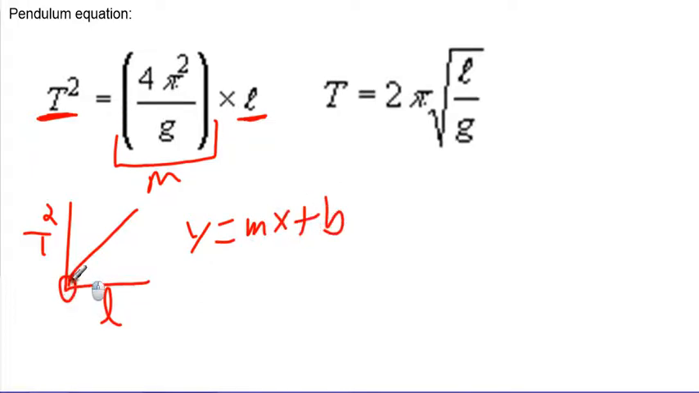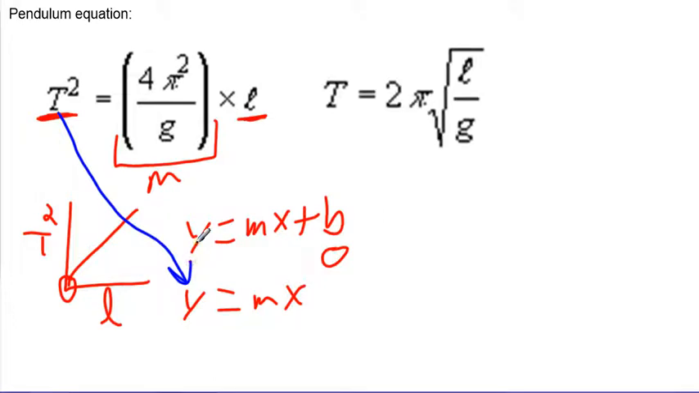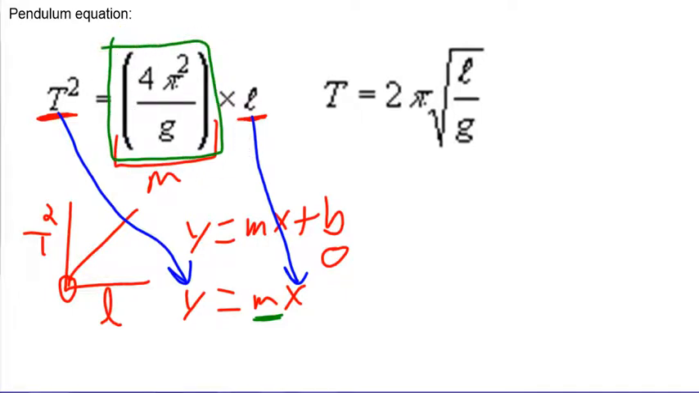What we're going to do is set our intercept, our b, to 0, so that our equation becomes y equals mx. Since your T squared is on your y, that's going to be our T squared over here. Let me use a different color now. So T squared is going to be on our y, and the length is on our x, which means that what is remaining, the m, the slope, is going to be equal to what's in these parentheses, 4 pi squared over g.